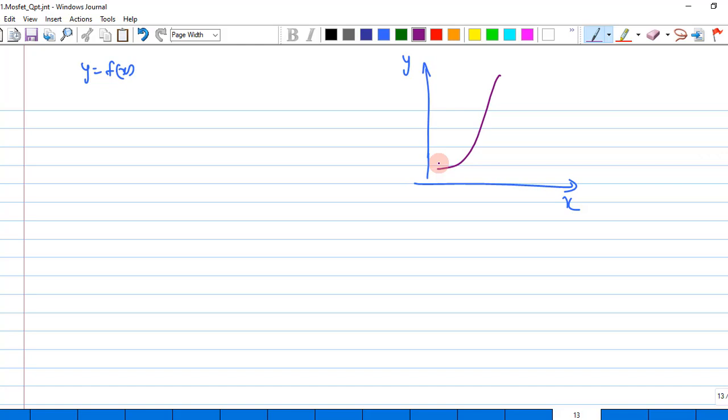Now, one piece of information that I know about this graph is that for a corresponding value of x, let me mark this value as c. When the value of x is equal to c, I know the exact value of the output. Let us assume that the output is y1.